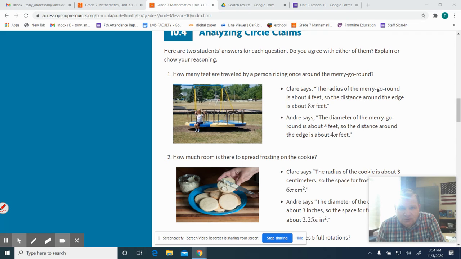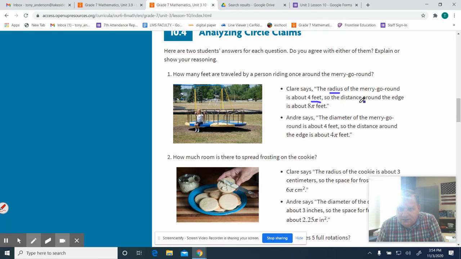It says, how many feet traveled by the person? Well, if you see this person right here, they're on the outside. So around this circle, that's going to be the circumference. So you have to choose which one of these people is correct as far as determining the circumference.